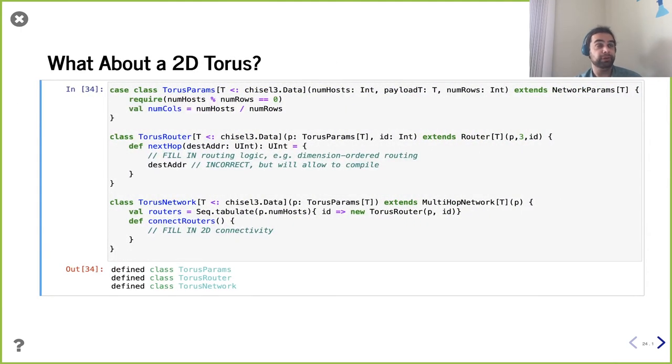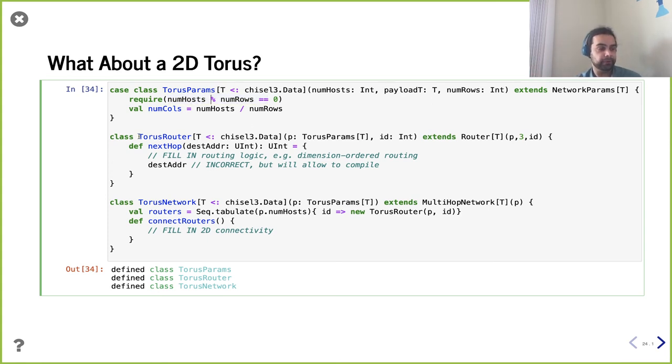So as I used this to motivate a few slides ago, what if we want to do a 2D torus? I said a ring technically is like a 1D torus, but what if we want to go in two dimensions? Well, we can go ahead and make our own parameters for that, right? So we can extend network params. In this case, there actually are some more fields. Maybe we'll ask somebody to tell us how many rows they want in the torus, and we'll automatically divide those into an even number of columns. And we're going to require that these are divisible. If it's not rectangular, we don't have to handle that, so we'll say I can't handle that. So we make that a requirement.